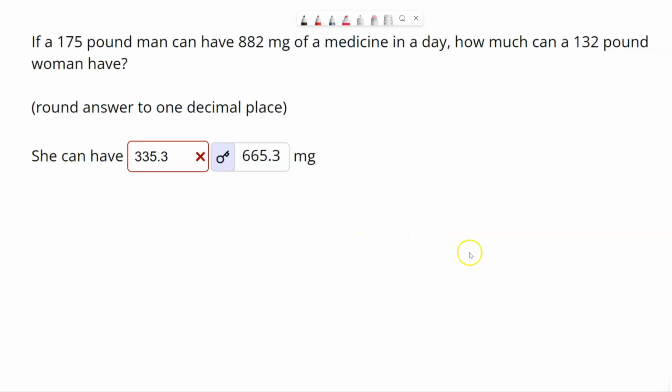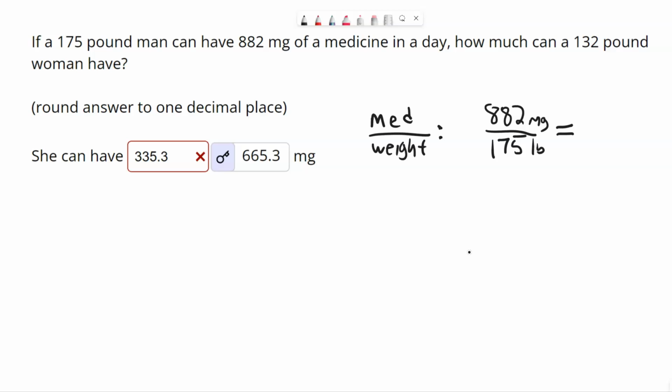The way I like to do the proportions is to make sure to label. What we want to know is how much medicine, so let's do medicine over the weight as the setup for the proportion. For the man, the medicine is 882 over the weight, 175. You can label the units if you'd like, milligrams and pounds.